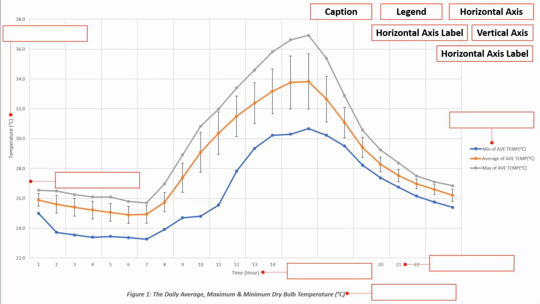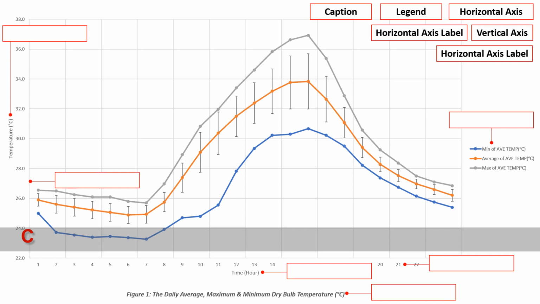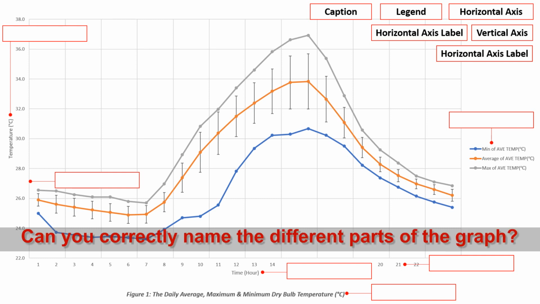When you write a report or an assignment, it may be necessary to include some data, for example, in a graph. This data should be included within the body of your text. In this example, you are going to consider how data, such as a graph, should be presented in your writing. Guys, look at the example graph here. Can you correctly name the different parts of the graph?